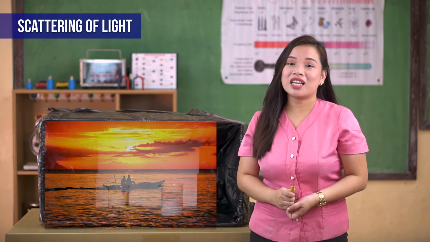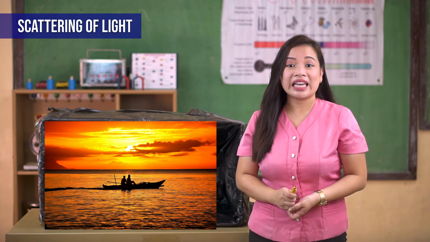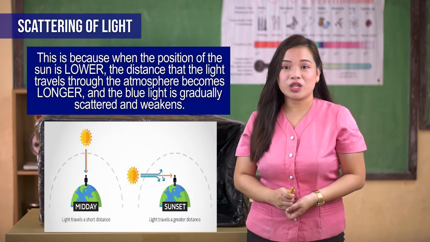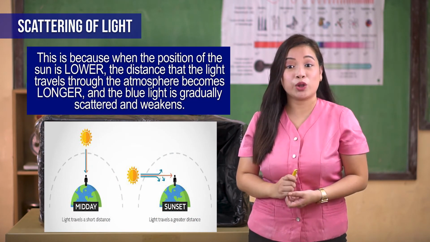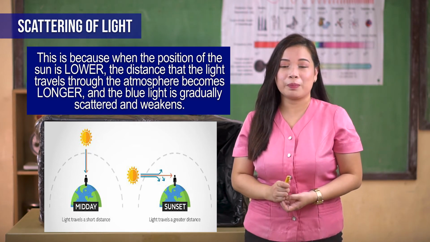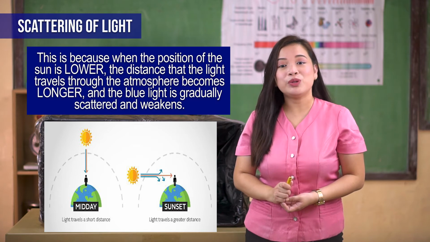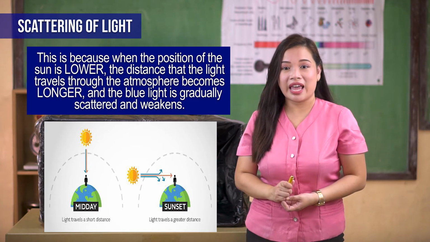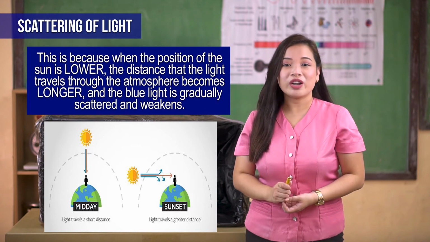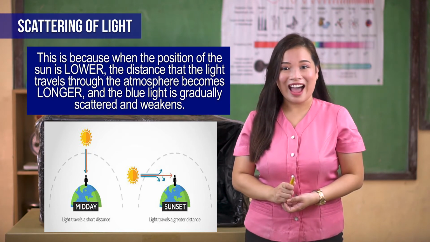However, during sunrise and sunset, the sky can appear orange or red to our eyes. This is because when the position of the sun is lower, the distance that the light travels through the atmosphere becomes longer, and the blue light is gradually scattered and weakens. Therefore, the remaining red or orange light reaches our eyes.